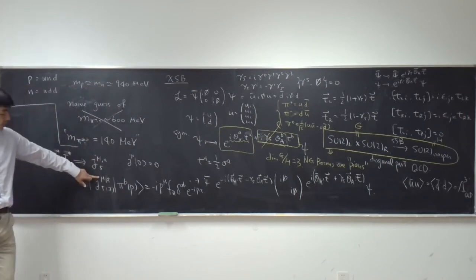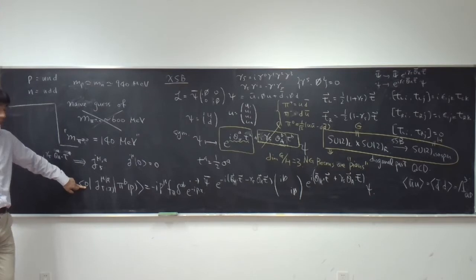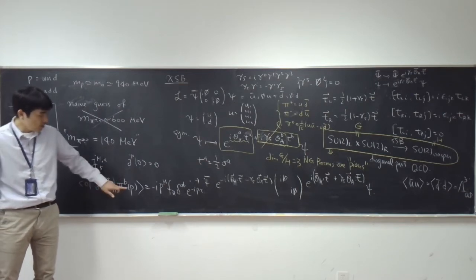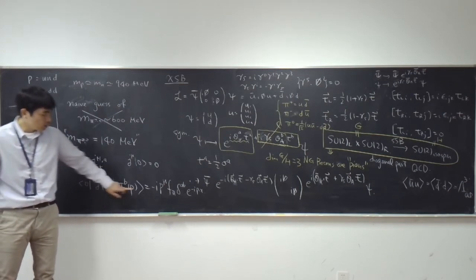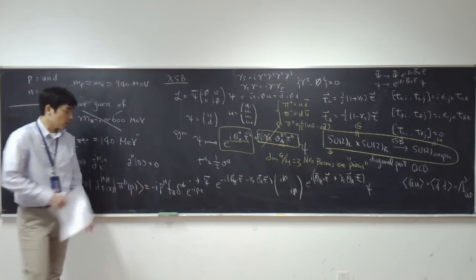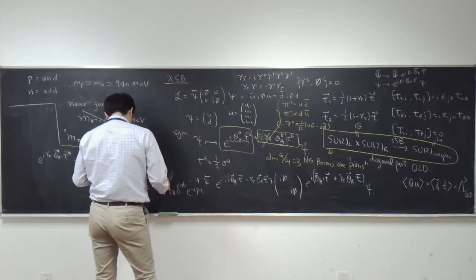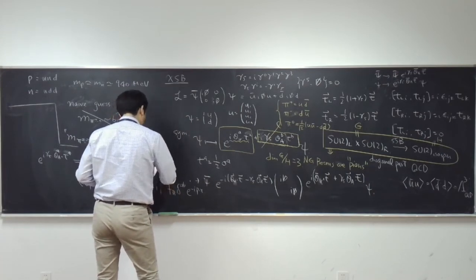So usually the current acts on the vacuum as zero if this is a real symmetry. However, in this case, this current is quantum mechanically broken, no longer conserved. So therefore, it acts non-trivially on the vacuum, and this matrix element is no longer zero. By using symmetry, you can just guess the form of this one, and then say phi is called the pion decay constant.